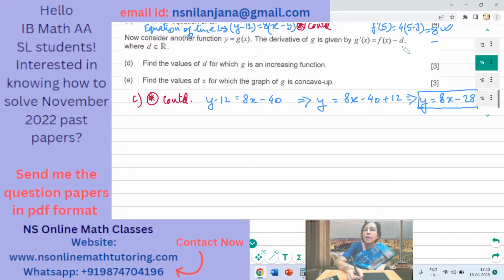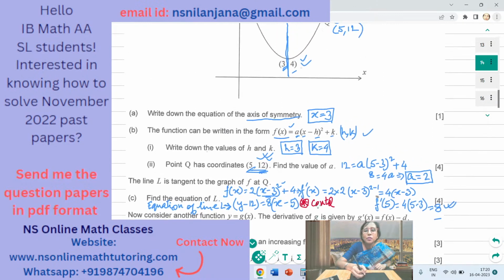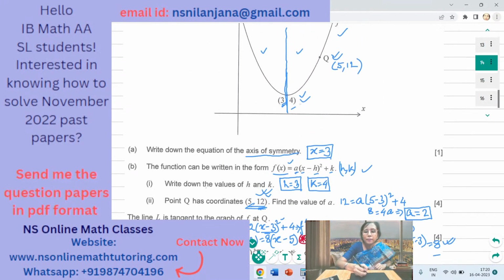Okay. If d is a negative number, minus of a negative number will be a plus positive number. You see the graph of, it becomes so very clear. See, the f of x graph is this parabola. And what is g dash x? It is f of x minus d. So if d is a positive number, it will be moving down because this is vertical translation. So if d is greater than 0, it will be moving down. If d is less than 0, it will be moving up.